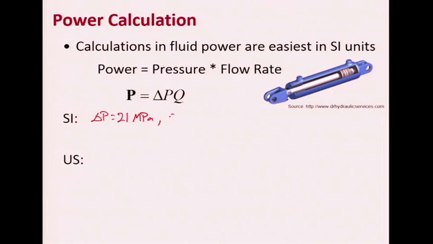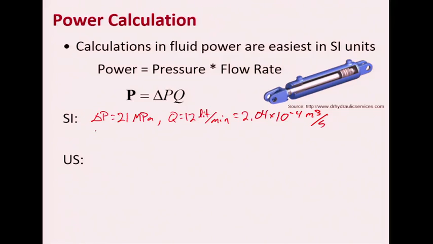And our flow rate, let's use a value of 12 liters per minute. Now remember that I said the base unit in the SI system for flow rate is cubic meters per second. So I'm going to convert this into cubic meters per second. And this flow rate ends up being 2.04 times 10 to the minus 4th cubic meters per second.